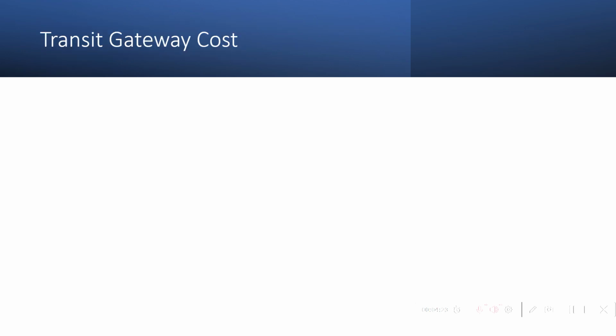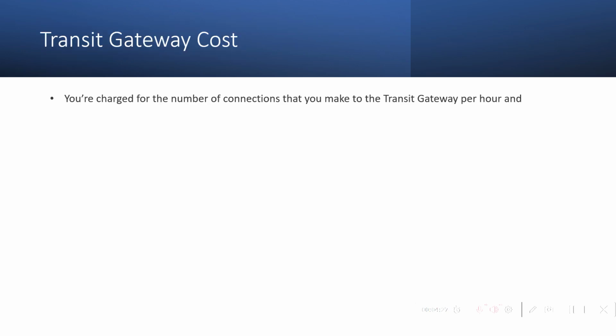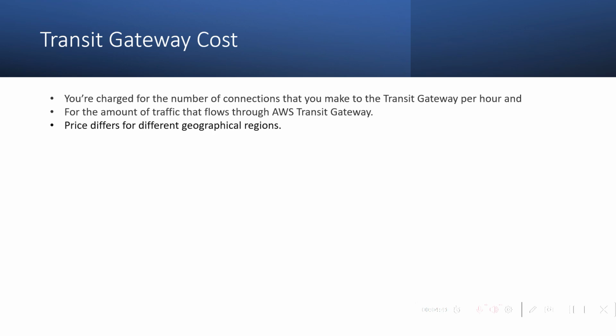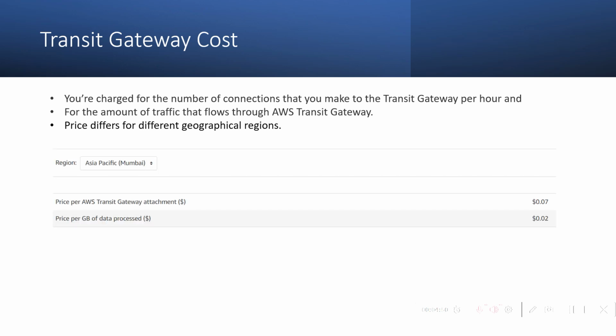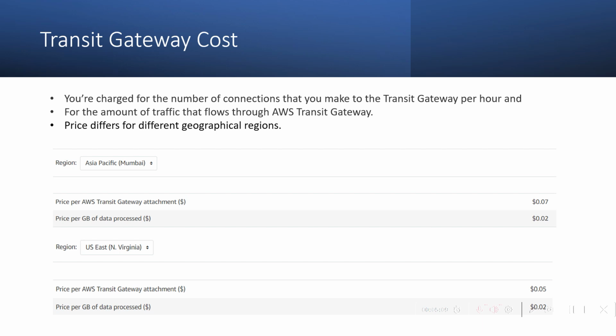What is the cost of transit gateway? You will be charged on an hourly basis for the number of connections that you make to the transit gateway. And also you will be charged for the amount of traffic that flows through AWS transit gateway. The price differs for different geographical regions. This is the price for the Asia Pacific region, Mumbai. But if you see the US East North Virginia region, you will see lesser pricing when it comes to the AWS Transit Gateway attachment.